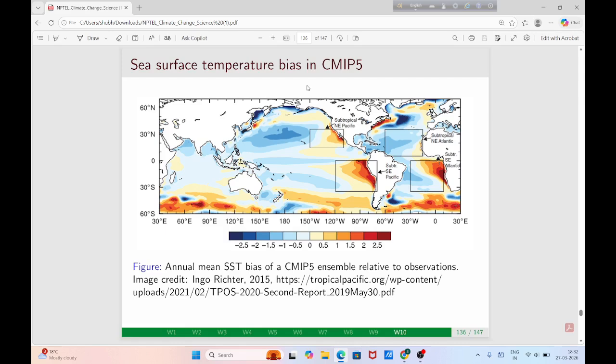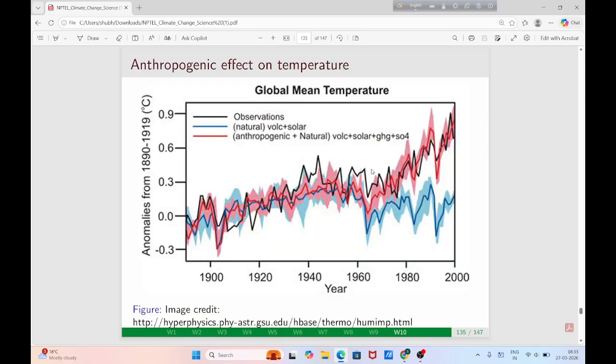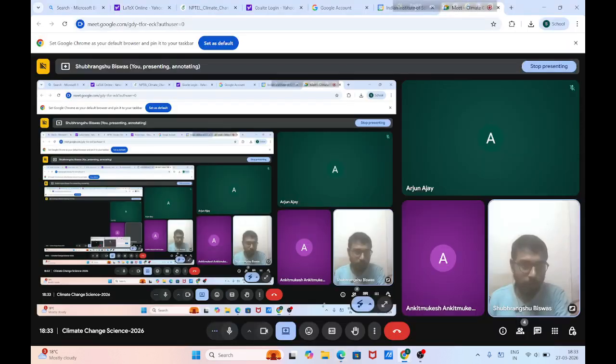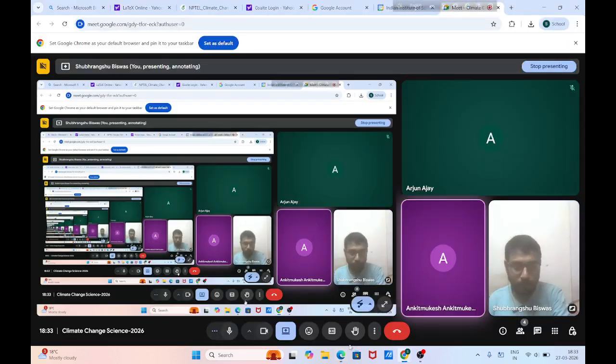That is a bias. I mean, though many models have tried to capture those things, it remains. So that is a bias. Bias means pakshapat. So it happens in the model. Okay. Is it fine, Ankit, Mukesh? Yes, sir. Okay.